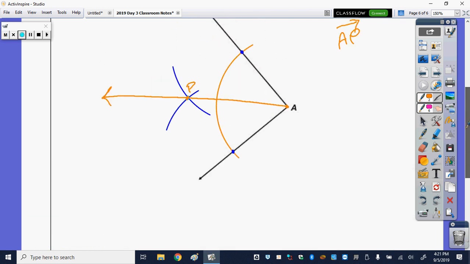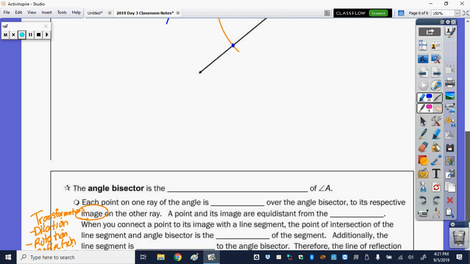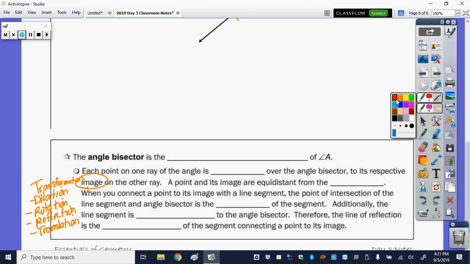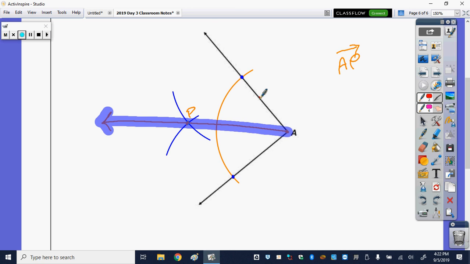So let's go back up and take a look. That angle bisector is the line of reflection for angle A. So that means that each point on one ray of the angle is reflected over the angle bisector to its respective image. So let's look up here. Let's take this point right here. If I were to fold along that line, it would land right here.